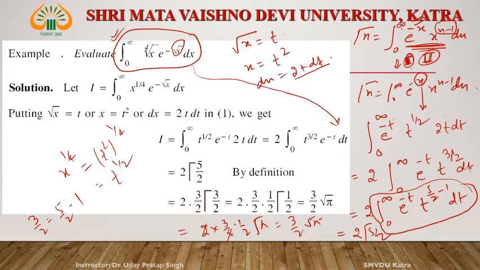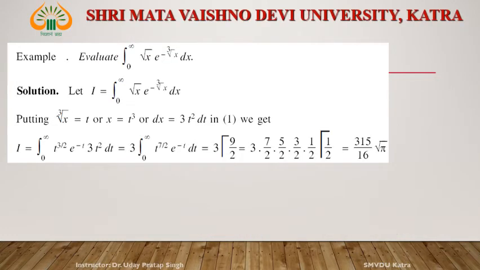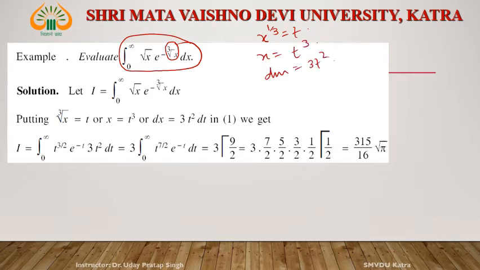Now come to the second example. See this one. Again apply the same procedure. Make it t, z, or u, whatever you want, in whichever variable you want to transform. That is, x to the power 1 by 3 is equal to t. Then x is equal to t to the power 3, and dx is equal to 3t square dt.